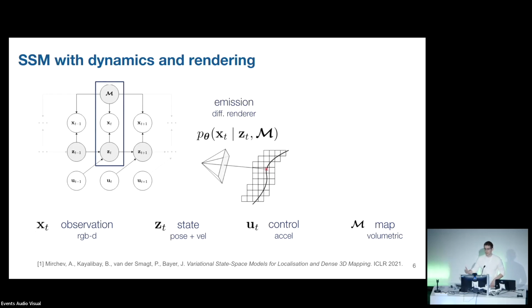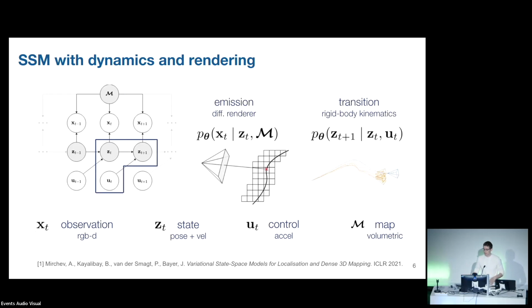We shoot rays into the scene. It's similar to how NeRF does it. Our renderer is slightly different for efficiency reasons, and I'm going to explain that later. And we also have the transition, which models rigid body kinematics, which tells us how the agent is going to move if we condition it on control inputs.